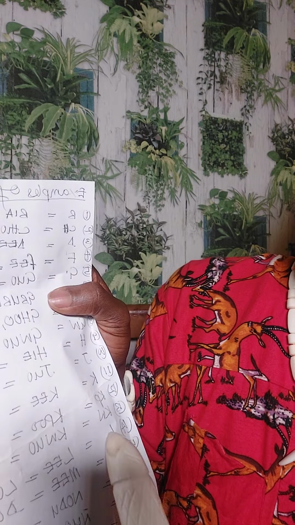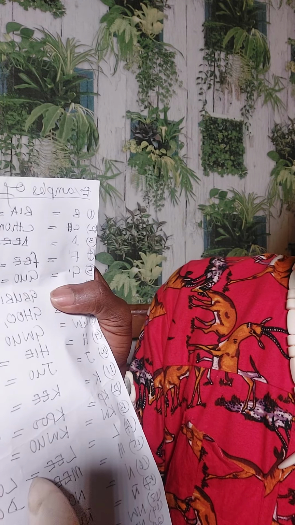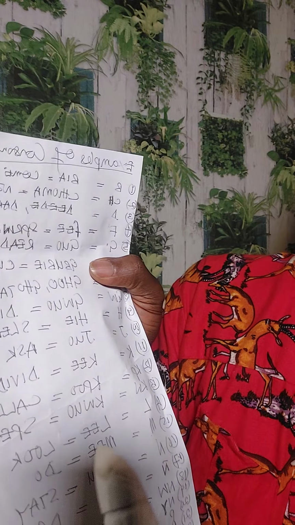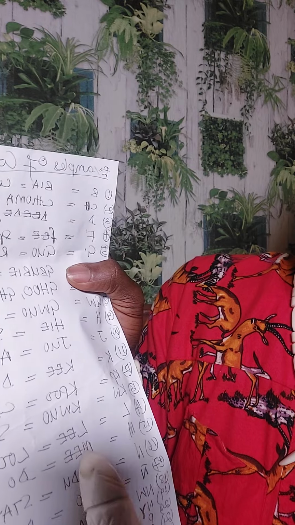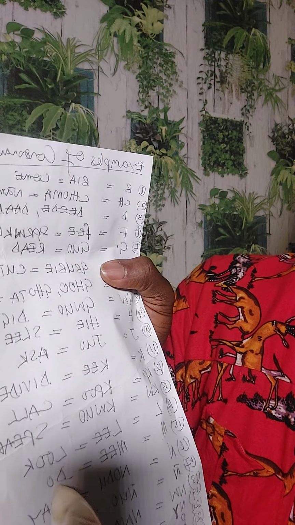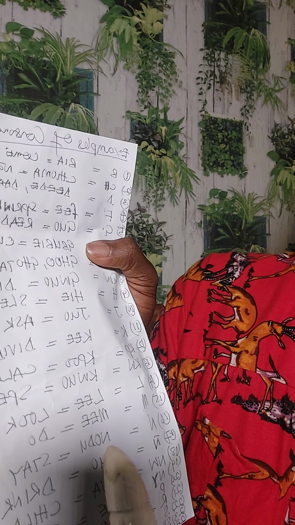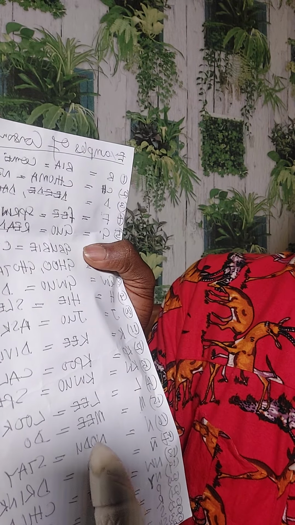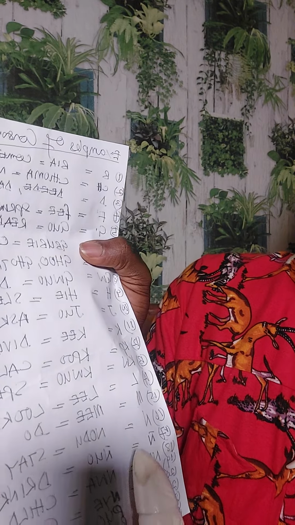Then this le, I use it to form le. What le means in English is look. Then me, that is what me means in English: do. Then the other one, ne, nodo, which means stay in English.